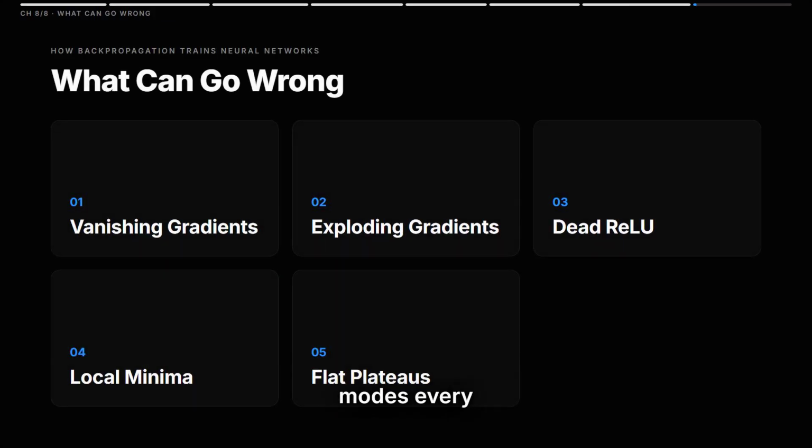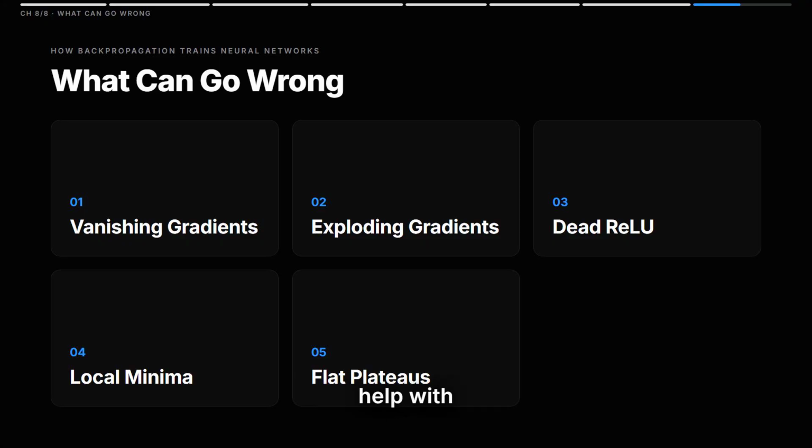Backpropagation has failure modes every practitioner needs to understand. In deep networks with saturating activations like sigmoid or tanh, gradients can shrink exponentially as they travel backward through many layers. This is the vanishing gradient problem, and it was the main reason deep networks failed to train for decades before the 2000s. The opposite, exploding gradients, occurs when large weight values cause error signals to balloon layer by layer.